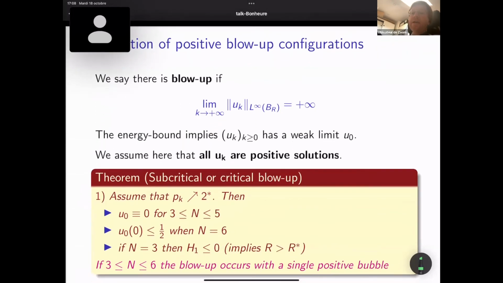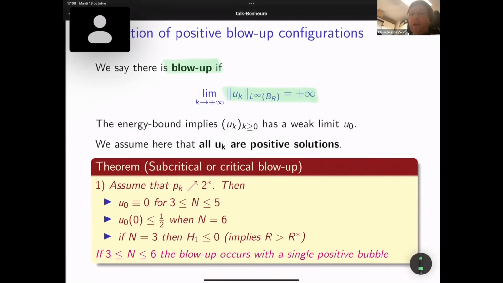So as I said, if you don't have precompactness, you can assume you have blow up. We are in a radial setting, so it means that the L infinity norm is blowing up, and what it means is that the value at 0 of the solution is blowing up. Okay. Well, what we were able to prove is that if we have a subcritical or critical blow up, then the weak limit, so the limiting profile, because in our assumption we have an H1 bound on the sequence, so we have a weak limit for this sequence of solutions.